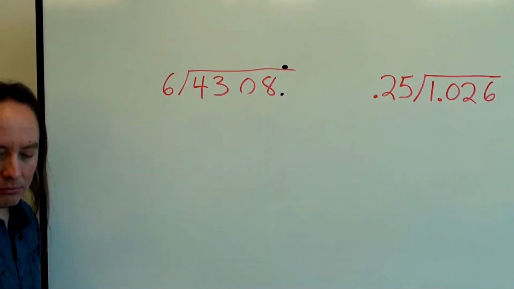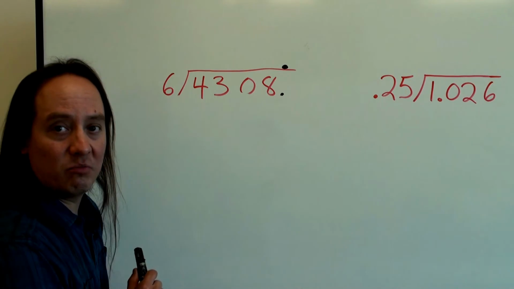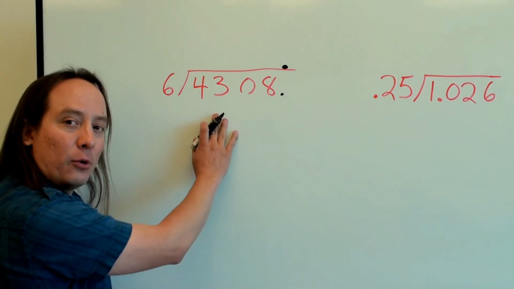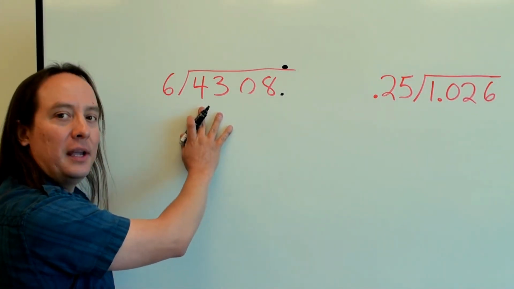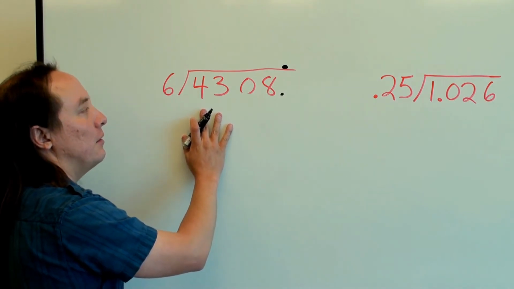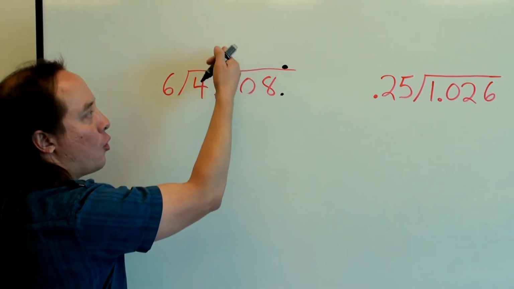So we'll do that. Boom. Okay. Now we're ready to do the division. Okay. So 6 goes into 4? No. 6 goes into 43? Yes. So it goes into it 7 times. So I put the 7 over the 3.